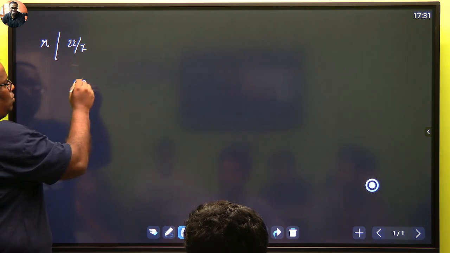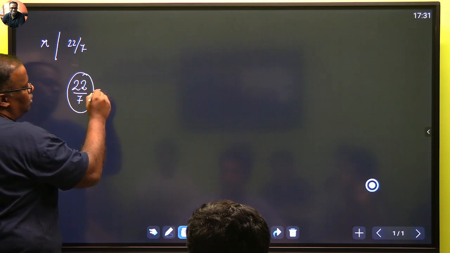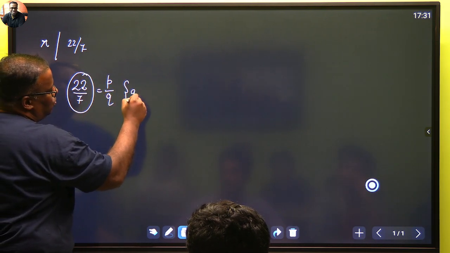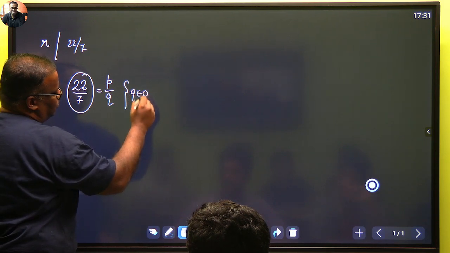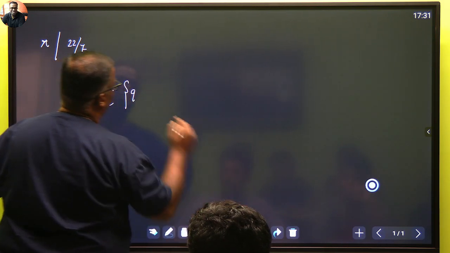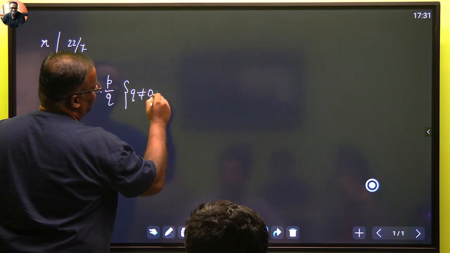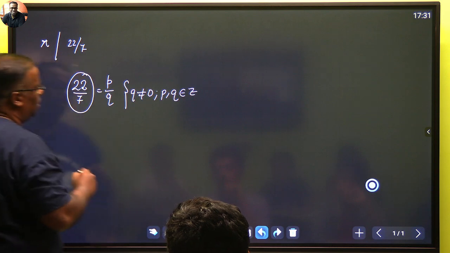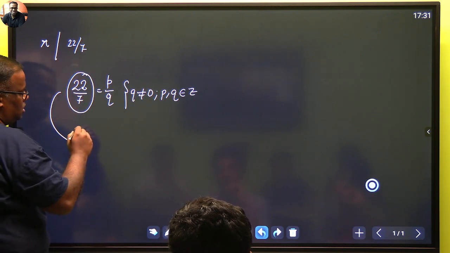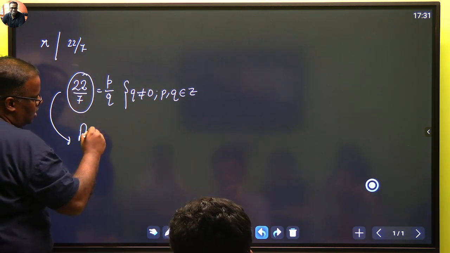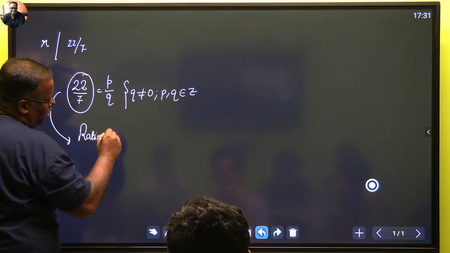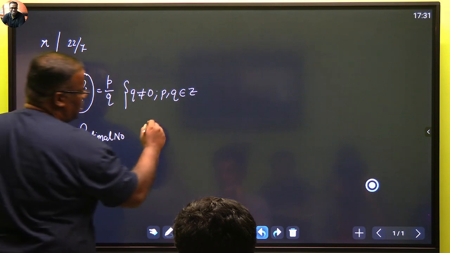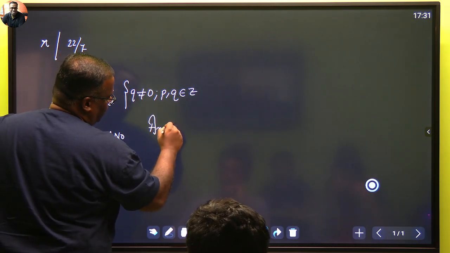22 upon 7, now pay very important attention. 22 upon 7 is a number which is in the format of P upon Q, and in this number Q is not equal to 0. And we find that both P as well as Q belong to the integer family. No doubt and no question about this. That means this is a rational number. Any rational number, now I'm saying any rational number. If you have any doubt, do ask me.